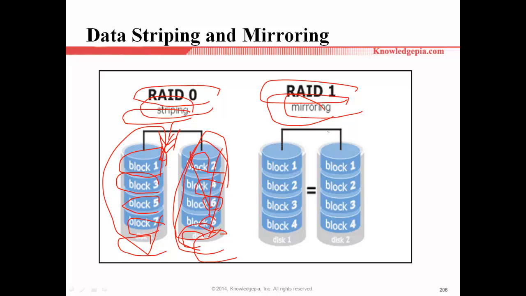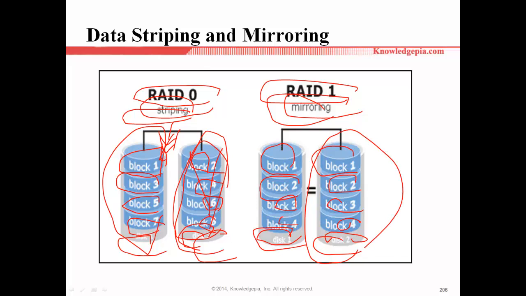And the mirroring, here also disk 1 and disk 2. Disk 1 saves this kind of data, block 1, block 2, block 3, block 4. Disk 2 also saves block 1, block 2, block 3, and block 4. So disk 1 and disk 2 are the same. We can say this one is the perfect backup disk of disk 1. So in this case, even if there are two disks, we can save only one disk's worth of data.